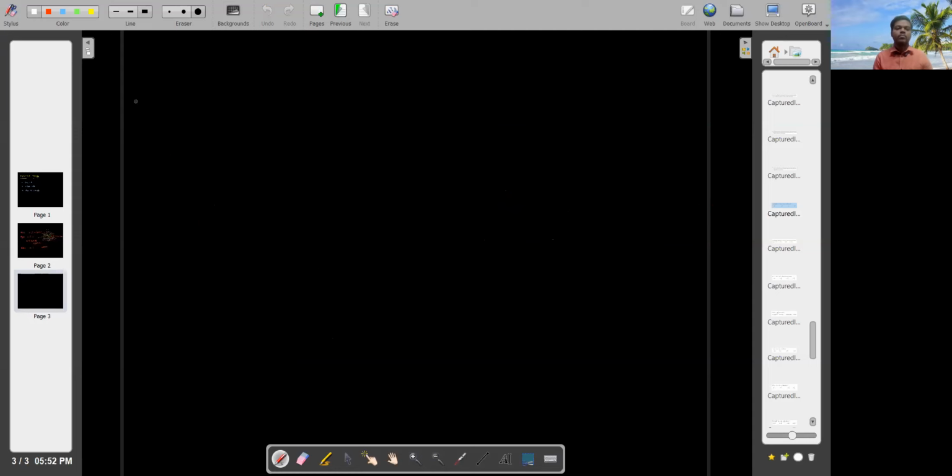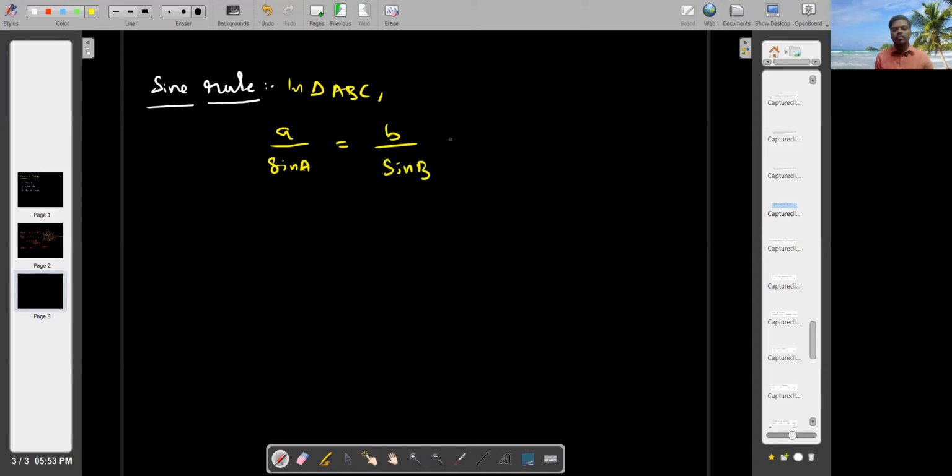Next, next one is sine rule. In any triangle ABC, a by sin A equal to b by sin B equal to c by sin C equal to 2R, where R is circumradius. So in any triangle, there are three types of triangle: acute angle, obtuse angle, and right angle. So let us verify in these three cases.